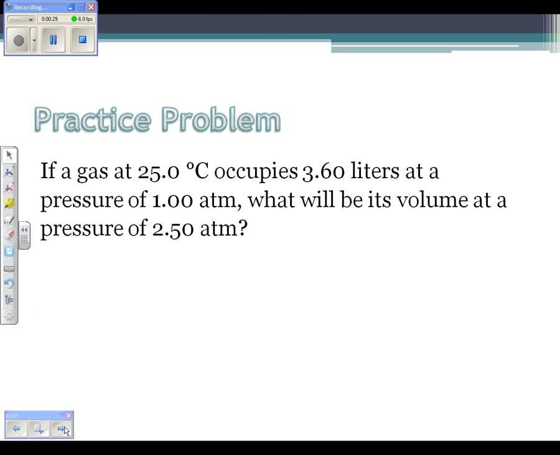If a gas at 25 degrees Celsius occupies 3.6 liters at a pressure of 1 atmosphere, what will its volume be at a pressure of 2.5 atmospheres?